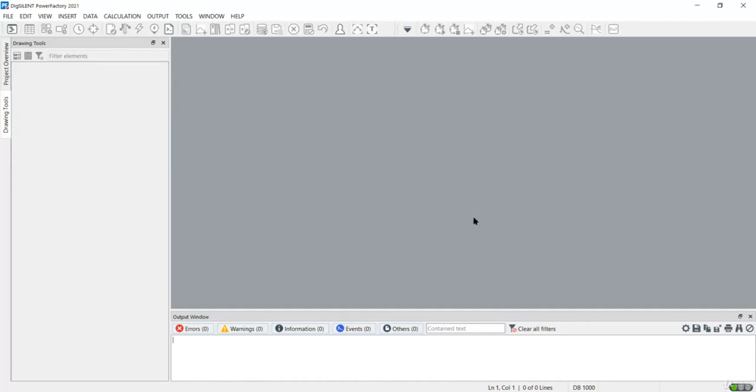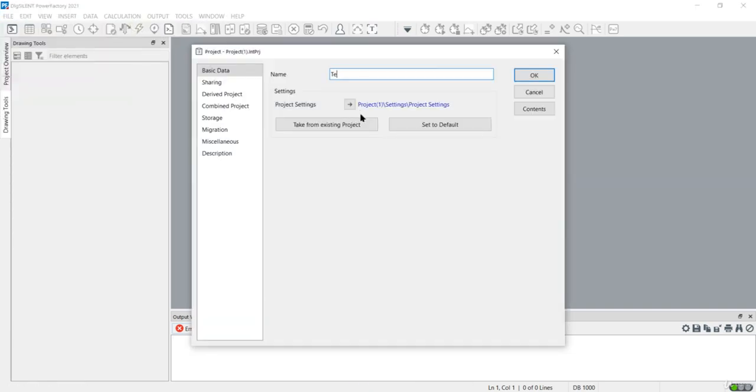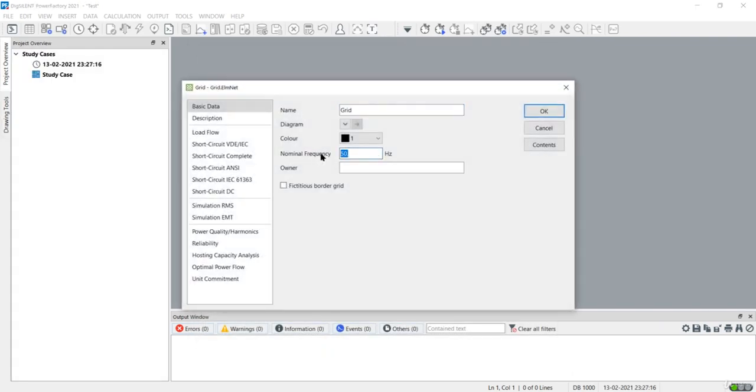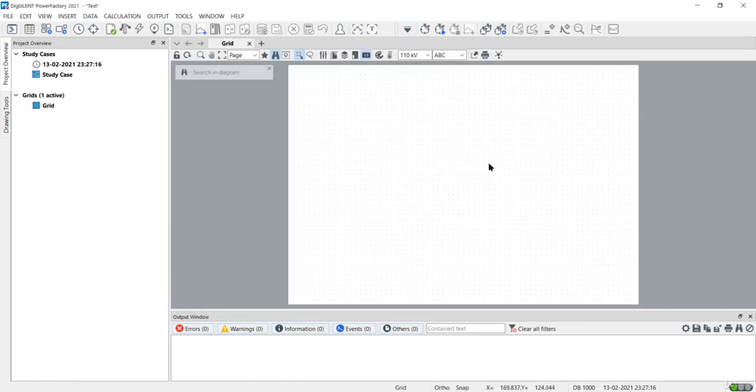So there are some basic rules that you want to follow whenever you are working on a project in PowerFactory. The first thing is defining the system frequency. You have to define it at the very beginning of the project. You should not change your frequency once you have created the project and are working in between. This is rule number 1.